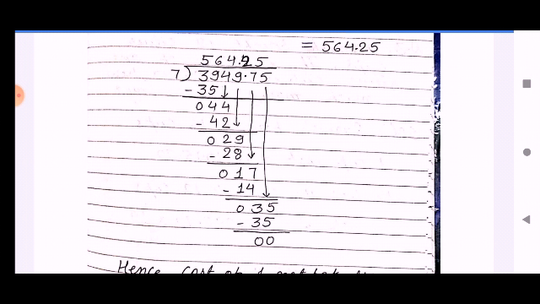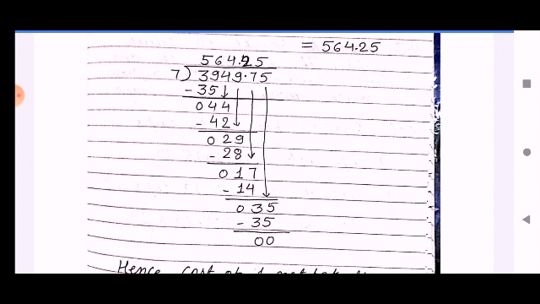So first of all, read the table of 7. 7 1s are 7, 7 2s are 14, 7 3s are 21, 7 4s are 28, and 7 5s are 35. 35 is less than 39, so we will write it as 35. Now we have to subtract 35 from 39. On subtracting we get 4 as the answer.